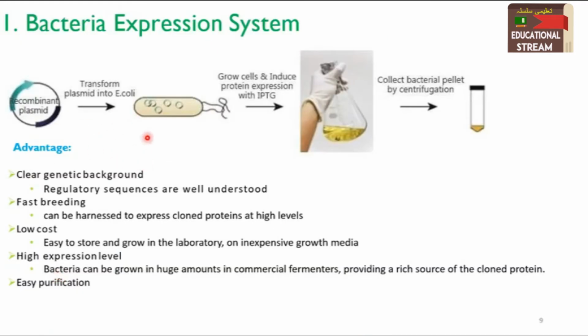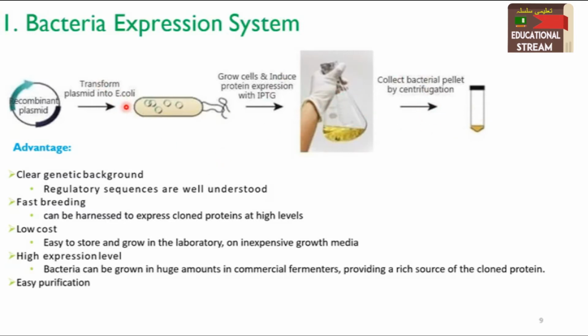First of all, we will see the bacterial expression system. If we take an overview of the bacterial expression system, first we have a recombinant plasmid, in which we have cloned our gene. Then we transform the plasmid into E. coli, and after transformation we grow the cells and induce the expression by using an inducer, which is IPTG. After protein expression is induced, we collect the bacterial pellet by centrifugation.